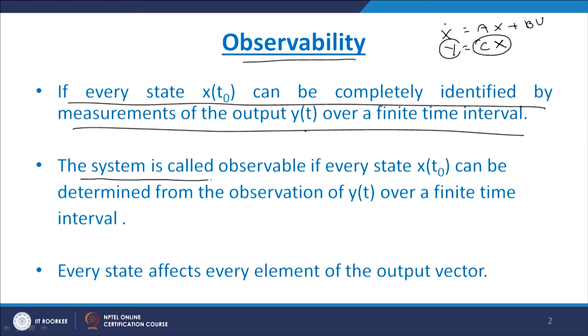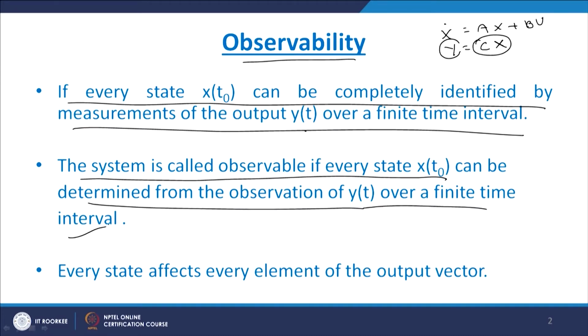The system is observable if every state can be determined from the observation of y(t) over a finite time interval. Every state affects every element of the output vector. That means all these points indicate that there exists a relationship between the state and output. Now, we will see this concept through a general example.